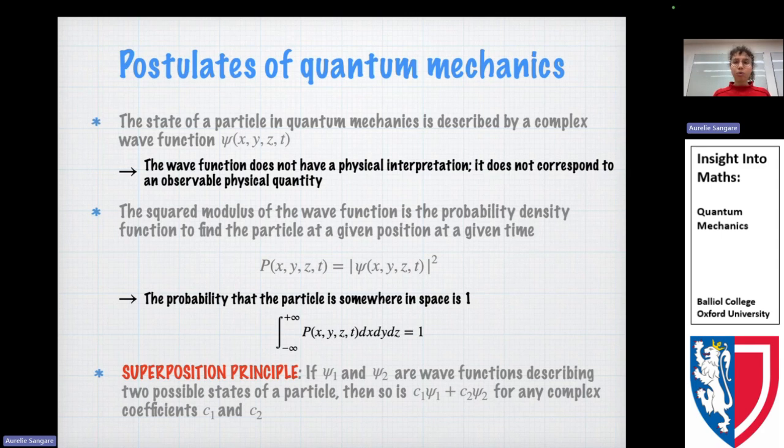So let me unpack what we mean by a complex wave function. First of all, it is a function, like any function you are familiar with. It is a function that depends on x, y, and z, the three components of the position of your particle, and it also depends on time. We call this function specifically a wave function, and complex because it can take complex values.